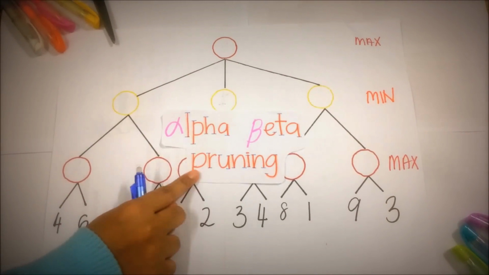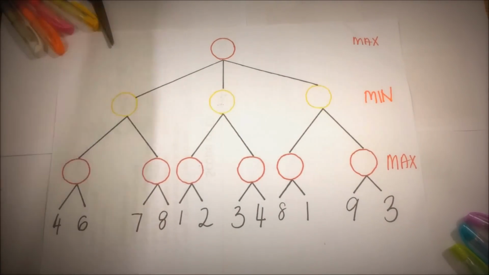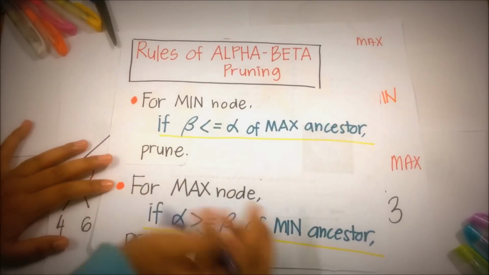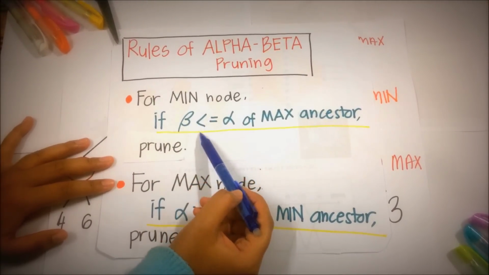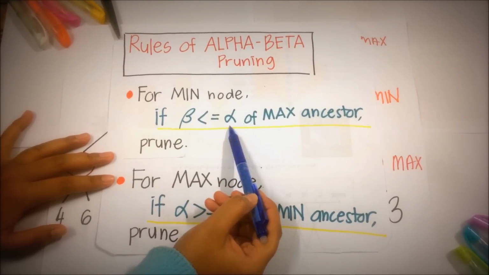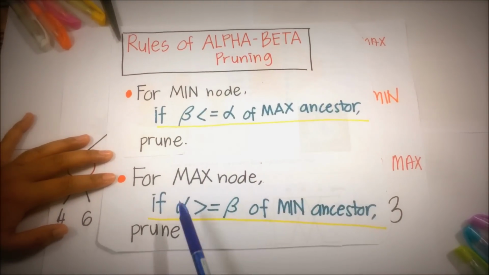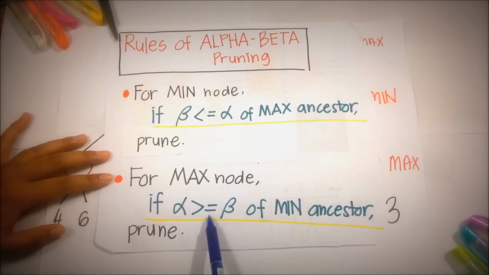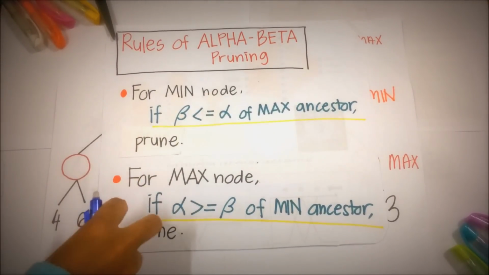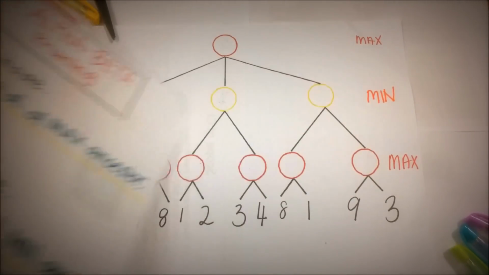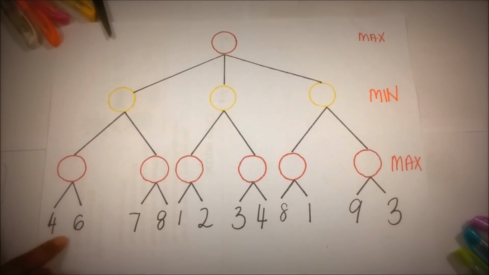Next, let's move on to alpha beta pruning. In case you forgot, let's recall the rules of alpha beta pruning. For a minimum node, if beta is less than or equal to alpha of a maximum ancestor, we will prune the next node. Same goes for a maximum node: if alpha is greater than or equal to beta of a minimum ancestor, then pruning is allowed. Okay, let's see how it works.